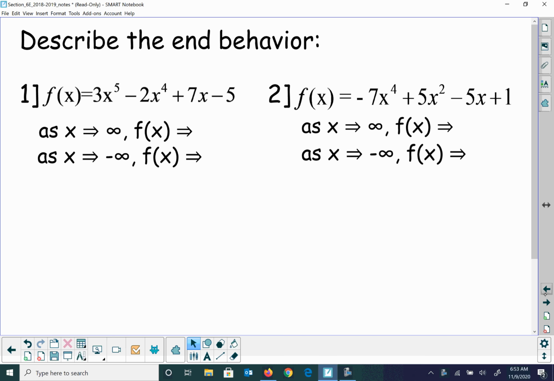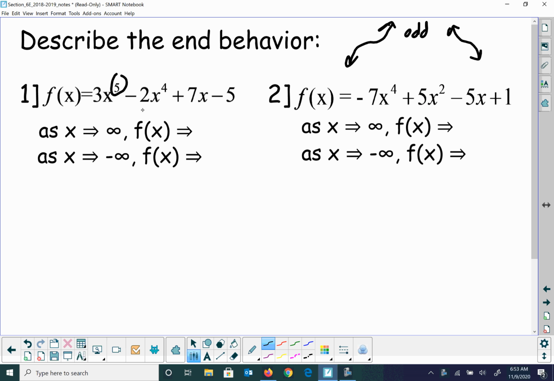So let's get started and talk about the end behavior. This is raised to the 5th power, and things that are raised to the 5th power, if it's an odd number, typically look like this. If there was a negative out in front of that 3 in the original problem, it would actually look like this. Those are for the odd powers.